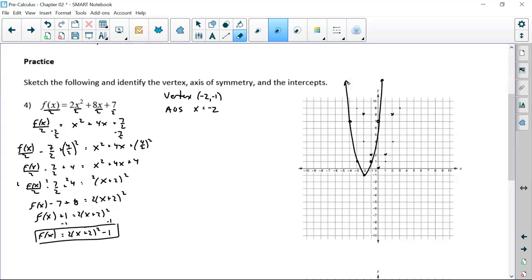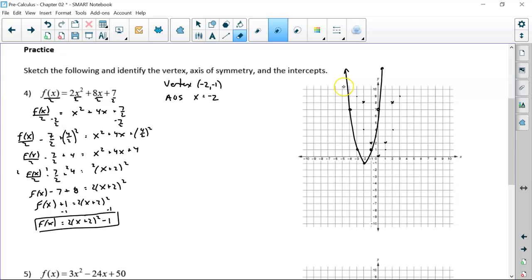Now, I can see where my y-intercept is, but I don't know where my x-intercept is. So we're going to need to find the x-intercepts algebraically. To do that, I'm going to use this function I just wrote. So for the x-intercepts, y is 0. So 0 equals 2 times the quantity of x plus 2 squared minus 1. Add 1 to both sides. 1 equals 2 times the quantity of x plus 2 squared. Divide both sides by 2. 1/2 equals the quantity of x plus 2 squared.